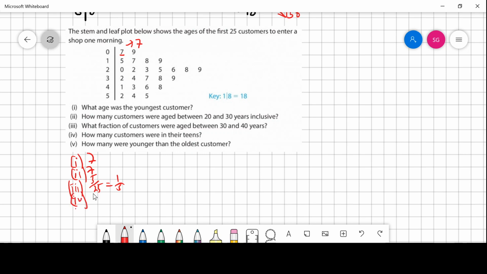And you can see, again, if we try to do this without the stem and leaf diagram, it just takes so much longer. How many were younger than the oldest customer? So the oldest customer is the 55-year-old. There's 24 people before him, so 24 people.